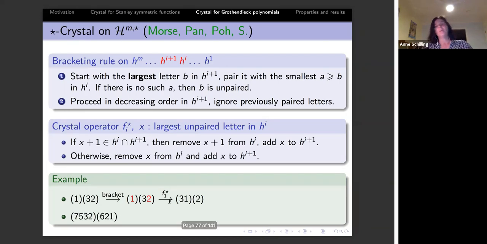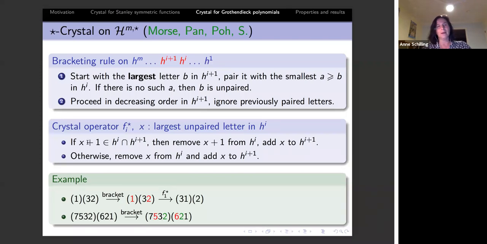Okay, and now for the second case, let's do the same thing. So we have two factors. The 7, well, there's nothing greater or equal to 7, so that's unbracketed. But the 5 will bracket with the 6. And the 3 has nothing to bracket with, but the 2 will bracket with the 2, right? Because now we are bracketing greater or equal. So that's what I've indicated here. The 5 bracketed with the 6 and the 2 with the 2.